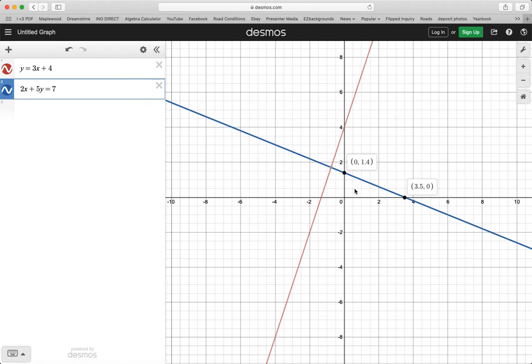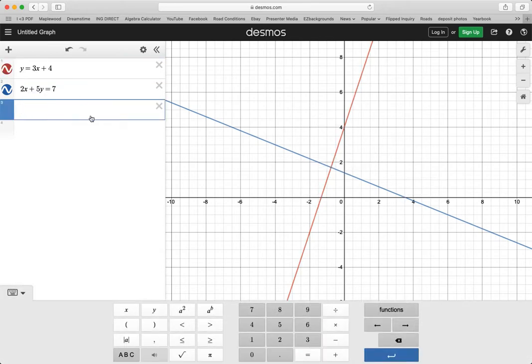Now we could do that on the red line as well, here and here. And if we want to know where these two lines cross, we can click on the intersection point and we know where those two lines cross. It's as simple as that. We don't even have to rearrange the equations to put them in. They don't even have to be in simplest form.